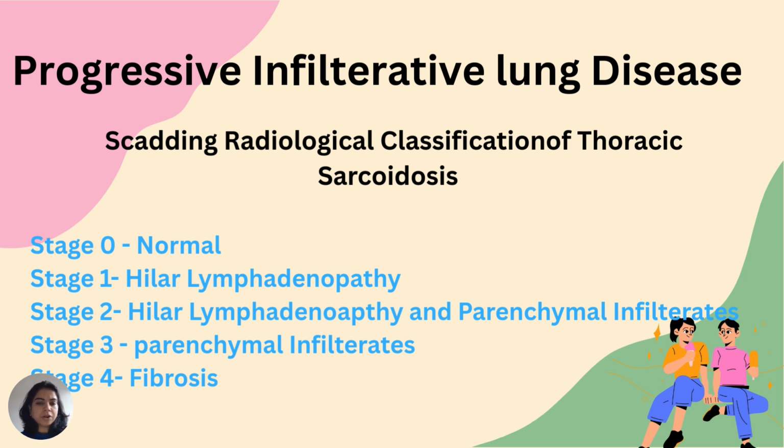There is the Scadding radiological classification of thoracic sarcoidosis, which is seen in the progressive infiltrative lung disease. Stage 0 is normal. We have neither lymph nodes nor anything in the parenchyma. Stage 1 is only hilar lymphadenopathy. Stage 2 is hilar lymphadenopathy with parenchymal infiltrates. Stage 3 is parenchymal infiltrates. And stage 4 is full-blown fibrosis.